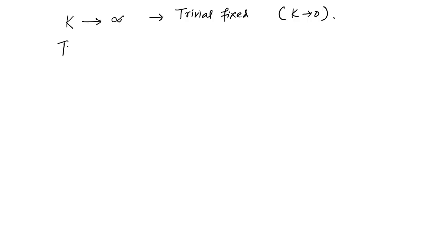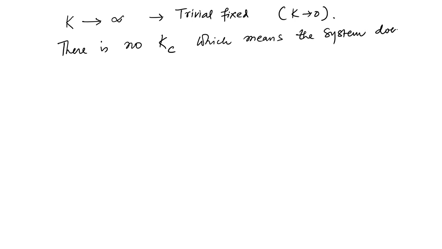So there is no Kc, which means the system does not order at any finite temperature. Okay, so the system flows monotonically from completely ordered to a disordered state. If the fixed point does not stop, that is, if the coupling constant keeps increasing, then there is only ordering at T equal to 0, which is of course an ideal case.